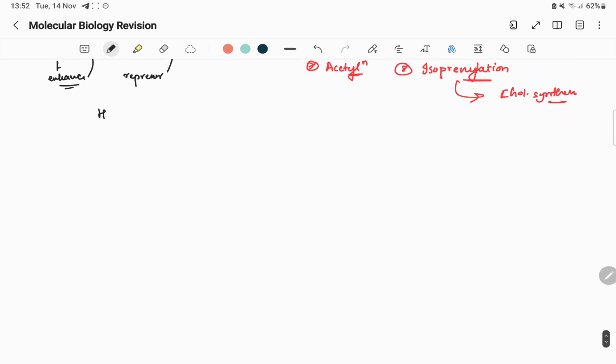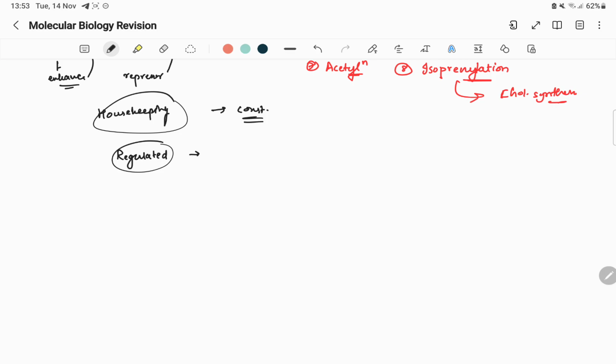We have two types of genes. Housekeeping genes are expressed at a constant rate and maintain the basic cellular functions, while we have regulated or regulatory genes, which express only in certain conditions.